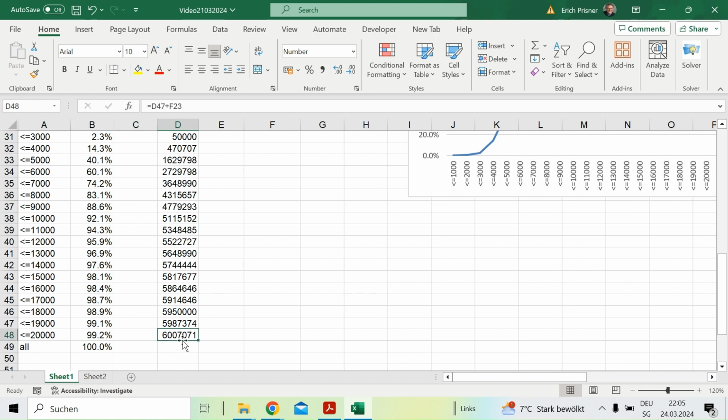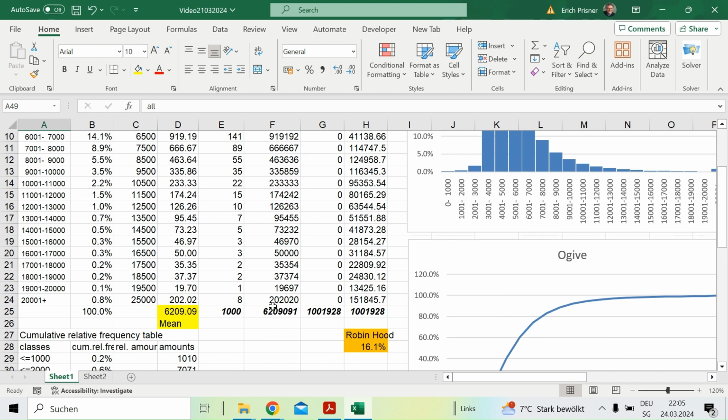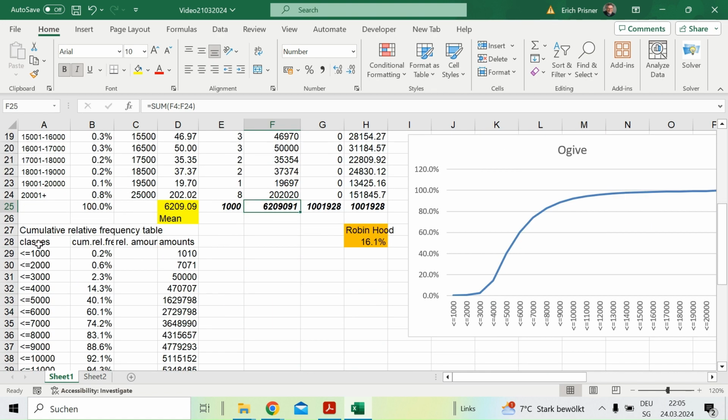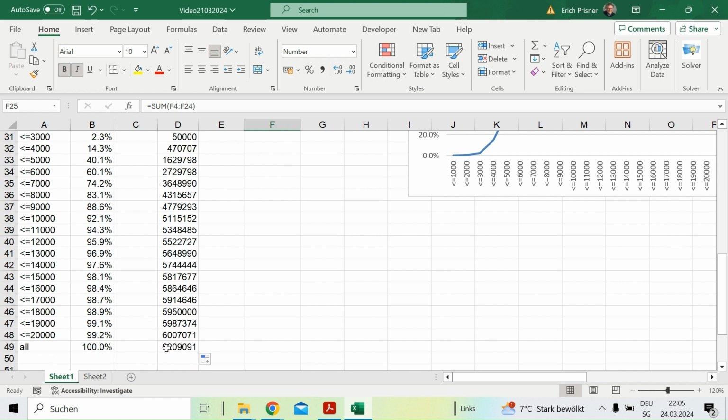What do we have here? 6 million francs. And actually, we should drag it one more down. So 6.2 million francs is what all people together make. And you see this, of course, matches with this number here, 6.2 million. So the sum of all these amounts in the original classes is the same as the total amount of all people.